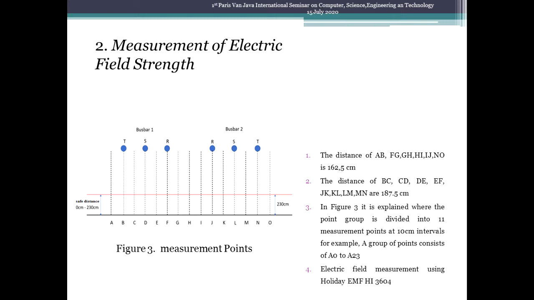is 187.5 centimeter. In figure 3, it is explained that the point group is divided into 11 measurement points at 10 centimeter intervals. For example, a group point consists of A0 to A23. Electric field measurement uses the Holiday EMF HI 3604.